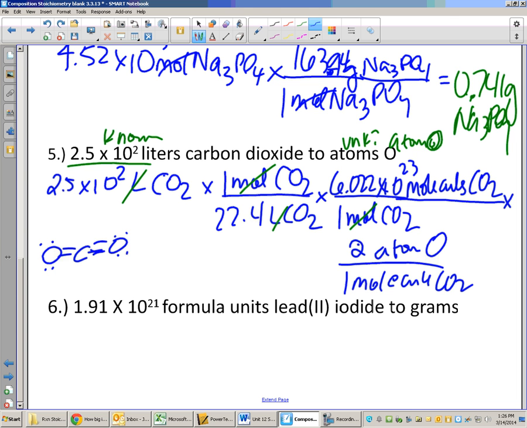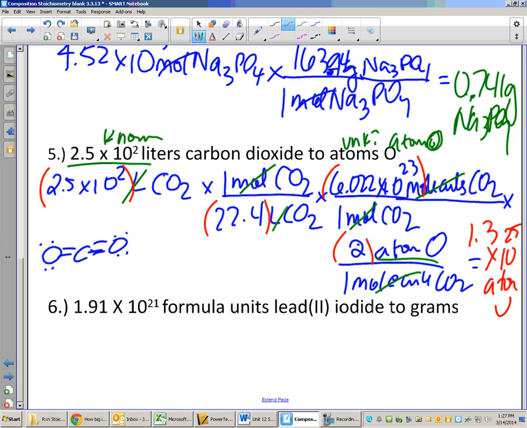We okay with that one? Those are the harder ones because they're multi-steps. And that makes sense because now our molecules can cancel out and we're stuck with atoms. Yay, that's what we wanted. So when you calculate, make sure you put parentheses on everything. This times by 1 over 22.4 times Avogadro's number times 2 gives me 1.3 times 10 to the 25th atoms of O.